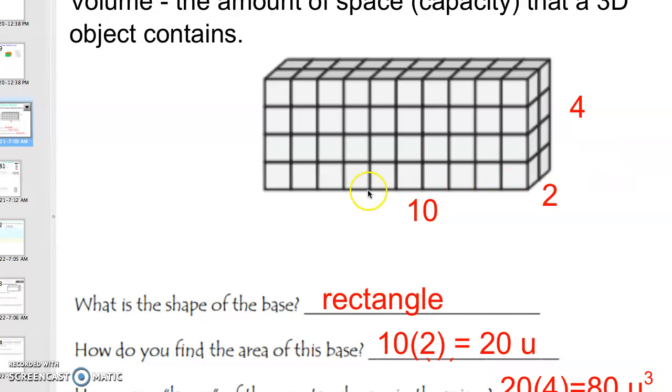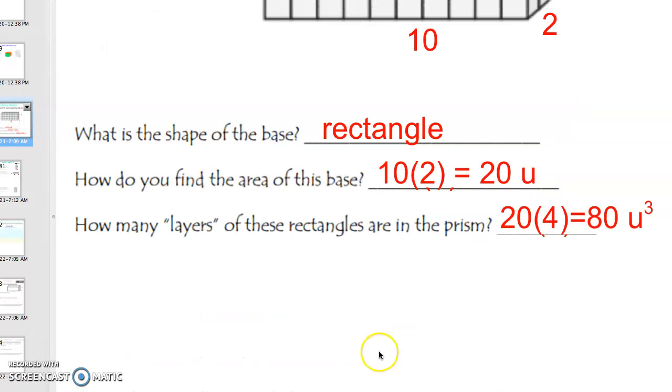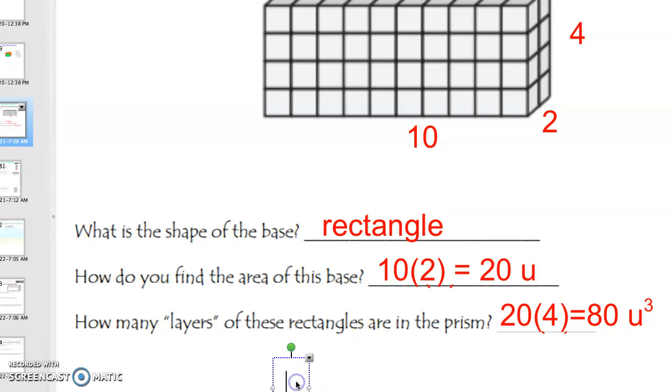Okay. So how we found that was we did the area of the base, 10 times 2 is 20, times the height, or the number of layers, and that's 4. So 20 times 4 is 80 units cubed. A lot of you remember this formula from last year. It's just length times width times height. So we could have just multiplied all 3 of those numbers together.